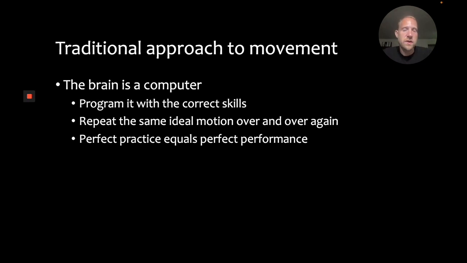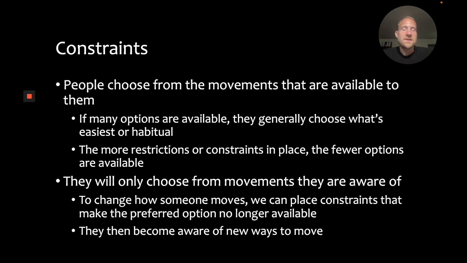I mentioned this as a starting point as how many think that movement occurs. And now we're going to discuss a different way to think about things that's more useful and more applicable to what we want to accomplish as coaches. Instead, swimmers choose to move based upon constraints, so they choose the movements that are available to them. And if many movement options are available, they're going to choose what's easiest or habitual. And the more constraints that are in place, the fewer options are available to them. They're also only going to choose movements that they're aware of.